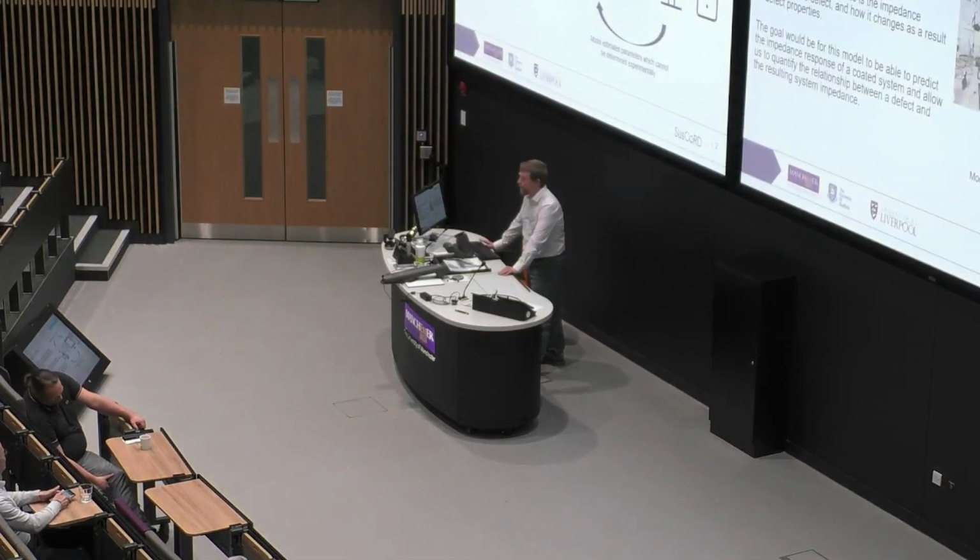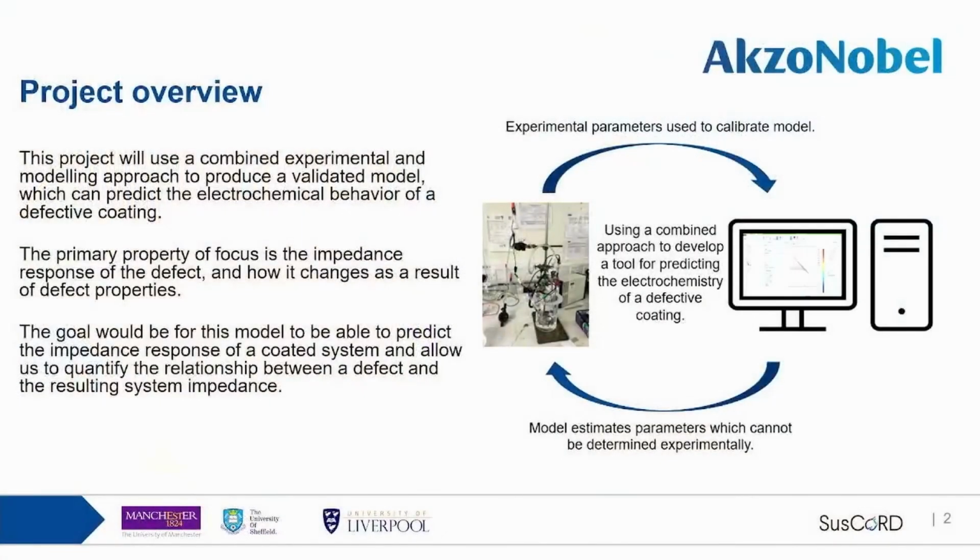Now, a bit into what my project's all about is, much like the very good presentation earlier today, I'm also taking a combined experimental and finite element modeling approach. My focus, however, is going to be an electrochemical response model for a defective coating. We're particularly interested in its AC behavior, things like its impedance. How does this impedance response change as we change various things about the coating itself? Size of the defect, thickness of the coating, that sort of thing.